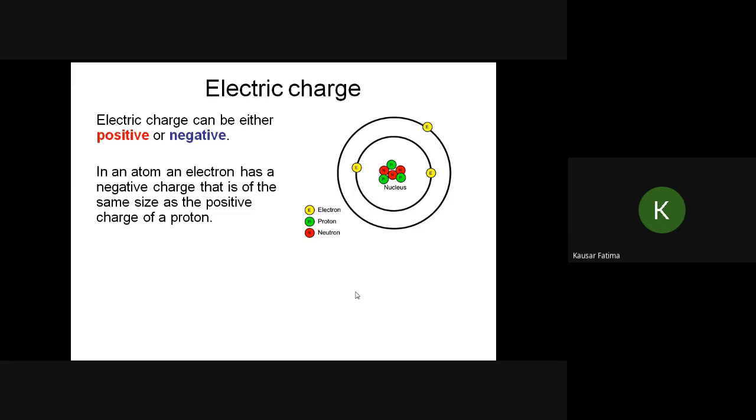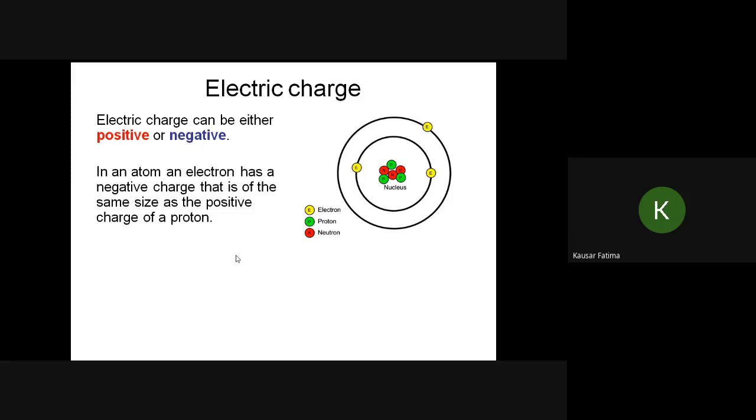What is an electric charge? It can be either positive or negative, and any atom has electrons, protons, and neutrons. You know it. Electrons have negative charge, and protons have positive charge, and the magnitude of charge on an electron and a proton is the same. Neutrons have no charge. So electrically, an atom is neutral because it has the same number of electrons and protons.